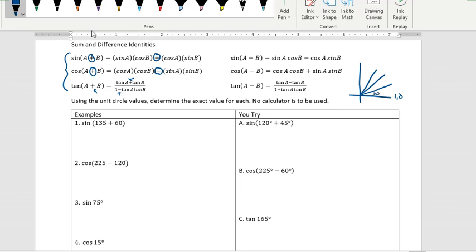So this is 30, 45, 60, 90, and of course, cosine and sine are the order of the parentheses. So this one is square root 3 over 2 and 1/2. Square root 2 over 2, square root 2 over 2. Excuse me, that should not have been a square root.